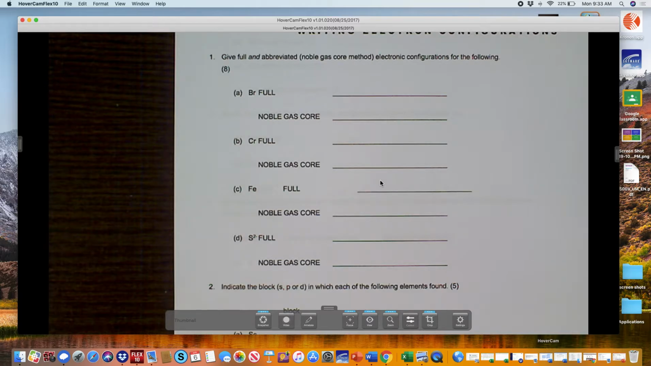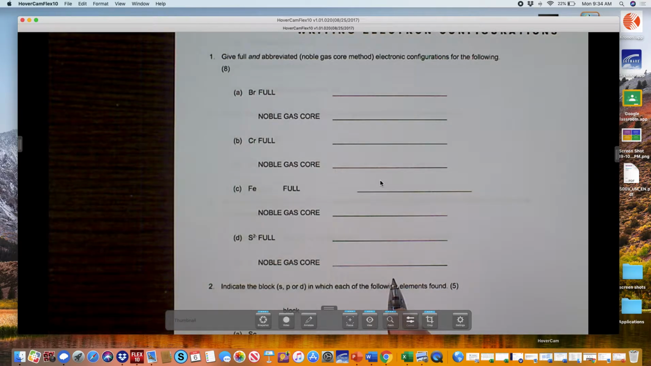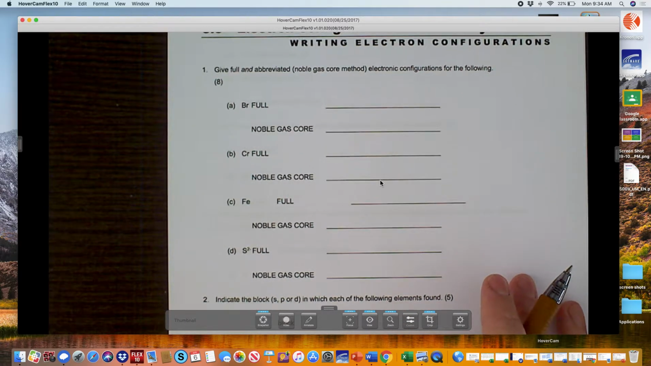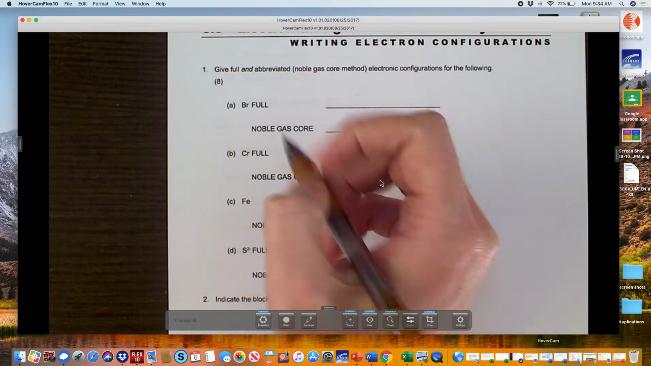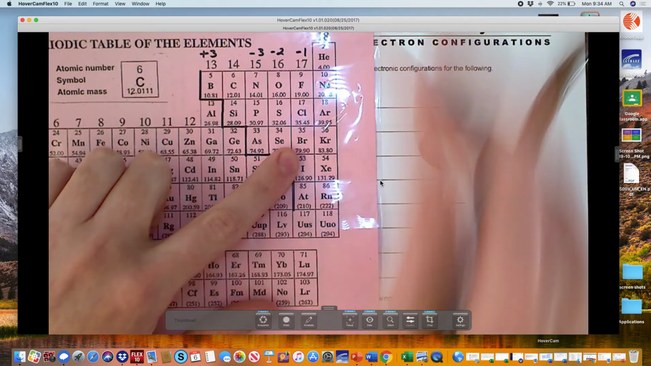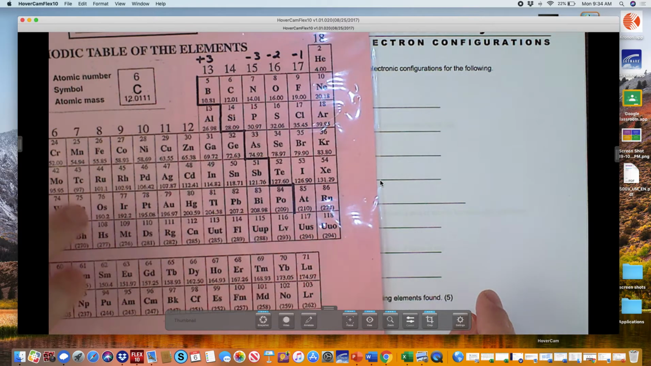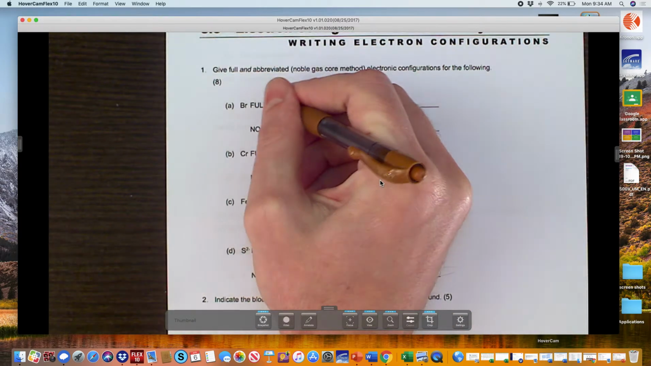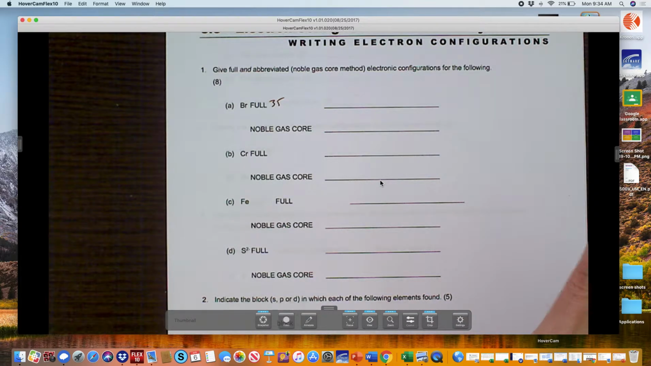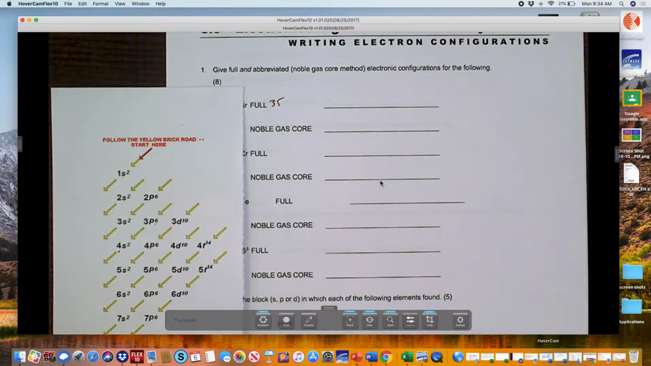All right. Let's see here. Bromine, where are you? 35. Okay, so the first one here is just some electron configuration work. I'm going to show you the short version of how to do this. So bromine is sitting right here. It has element number 35. And I'm going to start off by doing the full electron configuration.